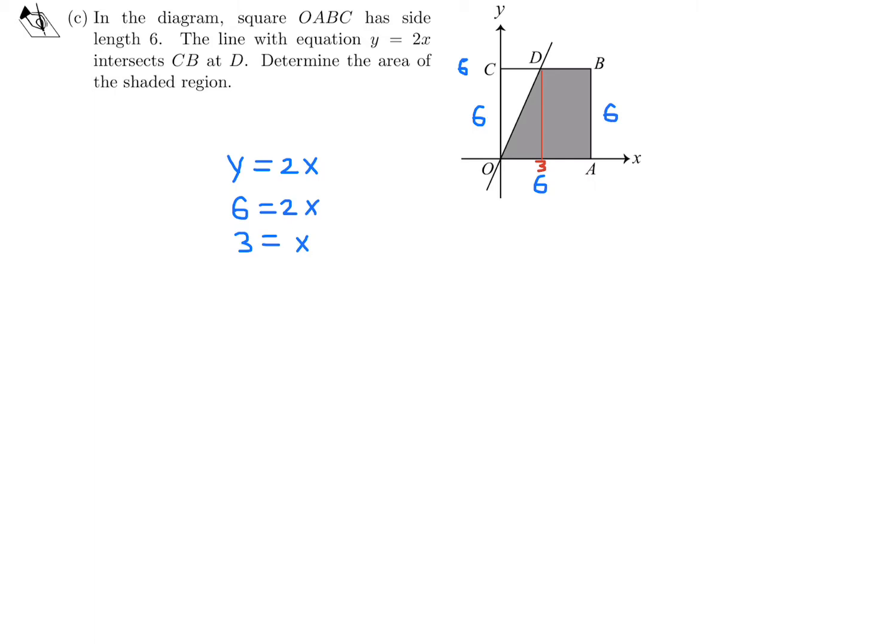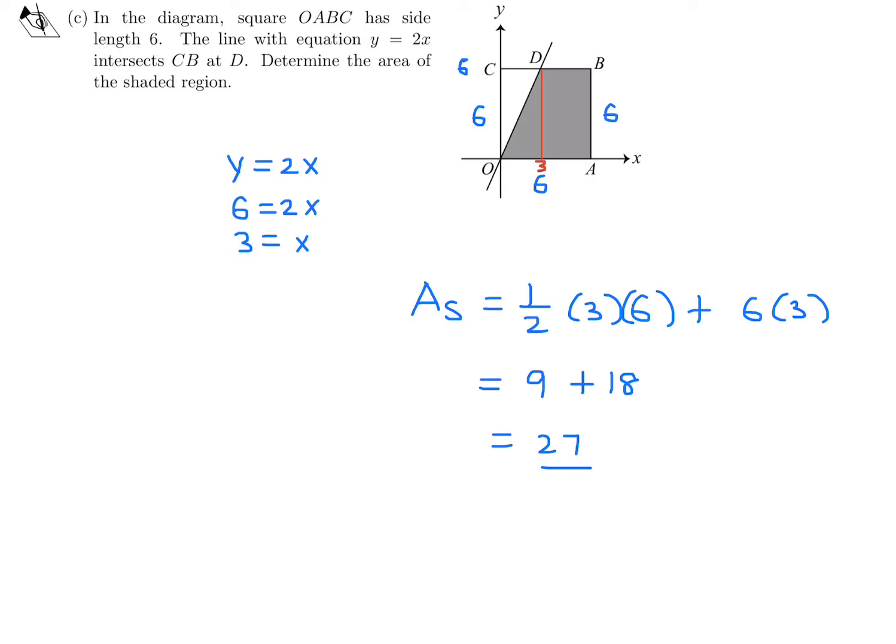Okay, now we can figure out the area of the shaded region. Well, the first one is this triangle. 1/2 base times height, the base is 3, the height is 6. And then this rectangle here, length times width, the length is 6 and the width is 3, I should say. Okay, so that looks like 3 times 6 is 18 divided by 2, 9, plus 18, and that is 27 for the area of the shaded region.